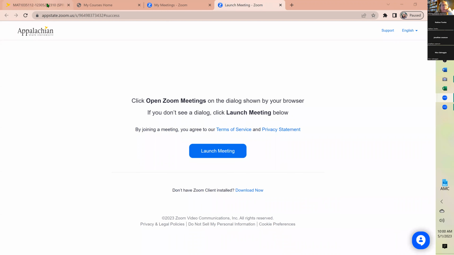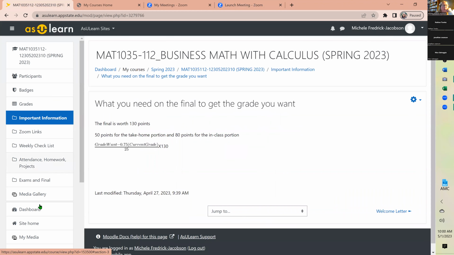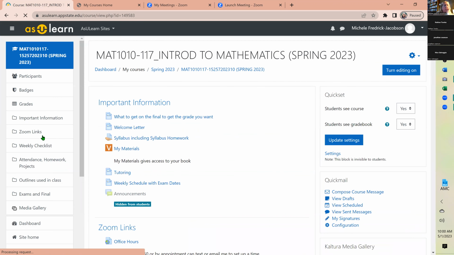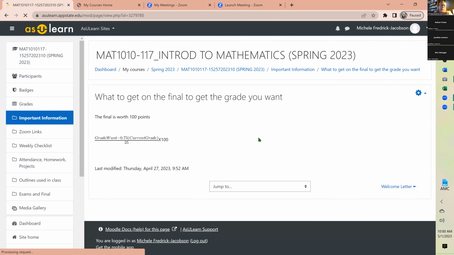So on As You Learn, let me put ours up there. What you need to get on the final to get the grade you want is right here. The final's worth 100 points, 50 for the in-class, 50 for the take-home. You put the grade you want.